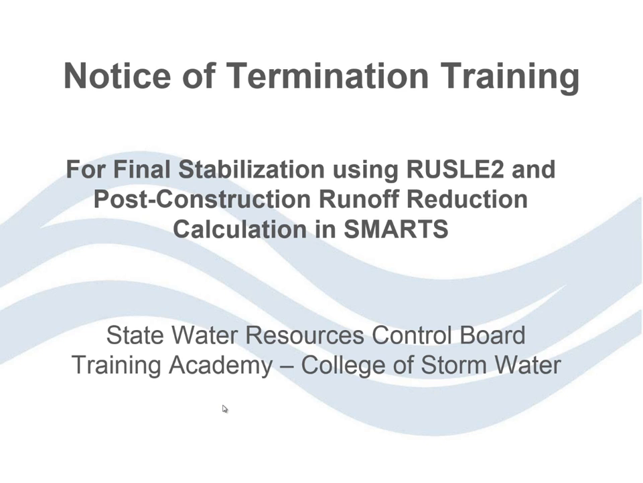We're going to focus in on two elements of terminating the project in the construction general permit. We're going to first focus on final stabilization, or demonstrating final stabilization using the Russell II computer model. And then we'll also talk about post-construction runoff reduction as calculated in the state's automated reporting tracking system, or SMARTS. So it's sort of a two-part module. So we'll start off with Russell II.